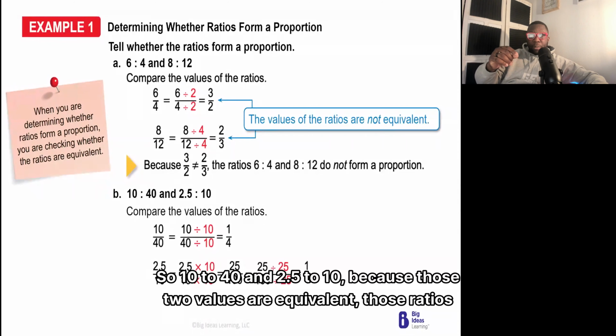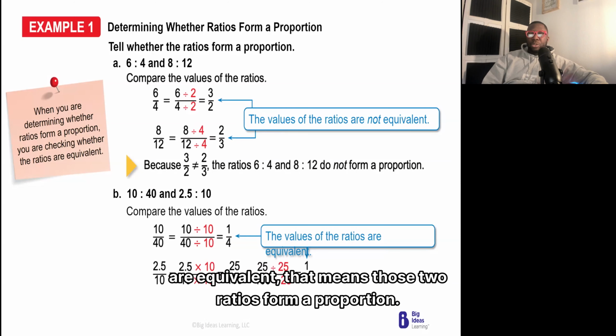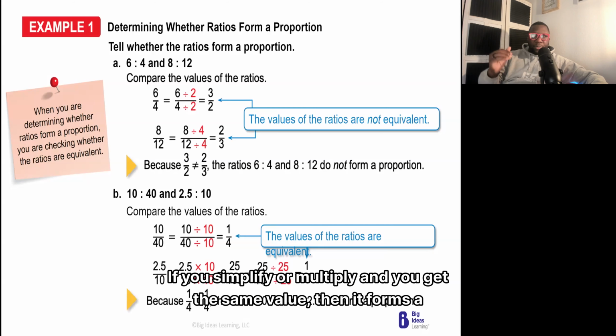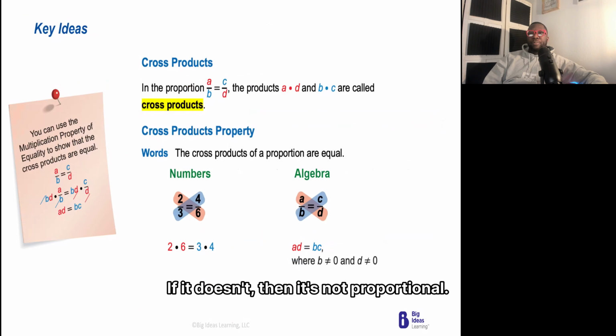So 10 to 40 and 2.5 to 10, because those two values are equivalent, those ratios are equivalent, that means those two ratios form a proportion. Hoping that makes sense. If you simplify or multiply and you get the same value, then it forms a proportion. If it doesn't, then it's not proportional.